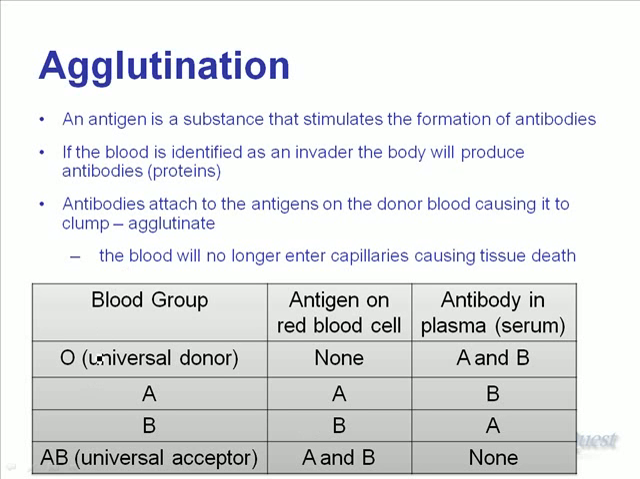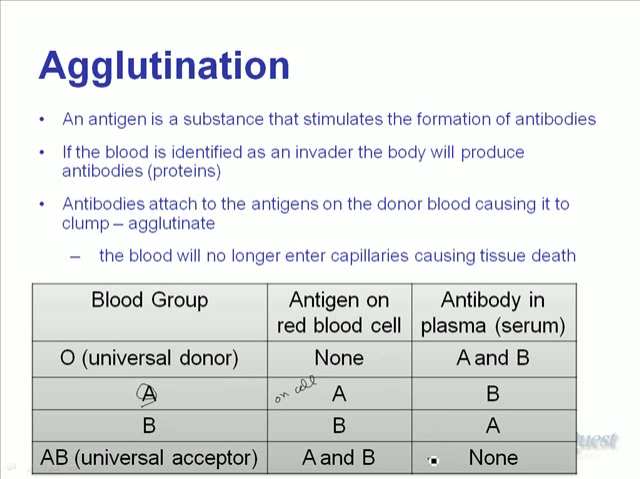So when we're looking at blood type, here we have blood group, and here's another summary: antigen on the red blood cells, none; antibodies in the plasma, A and B. So the blood group matches what's on the cell. That's how it's classified. If you're type A, you have A antigens on your red blood cells. If you're type B, you have type B antigens on your red blood cells. And if you're type AB, you have both antigens on your red blood cells.